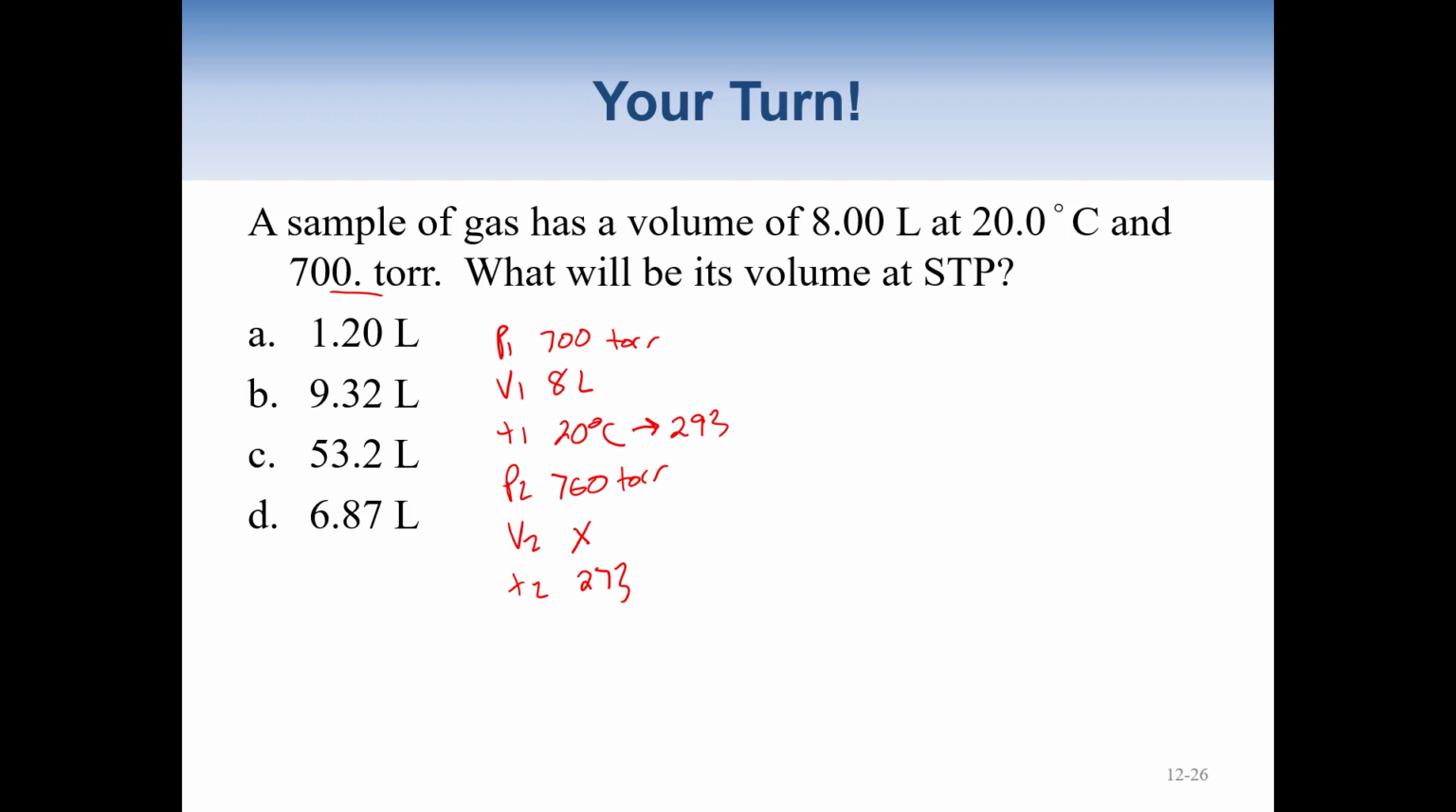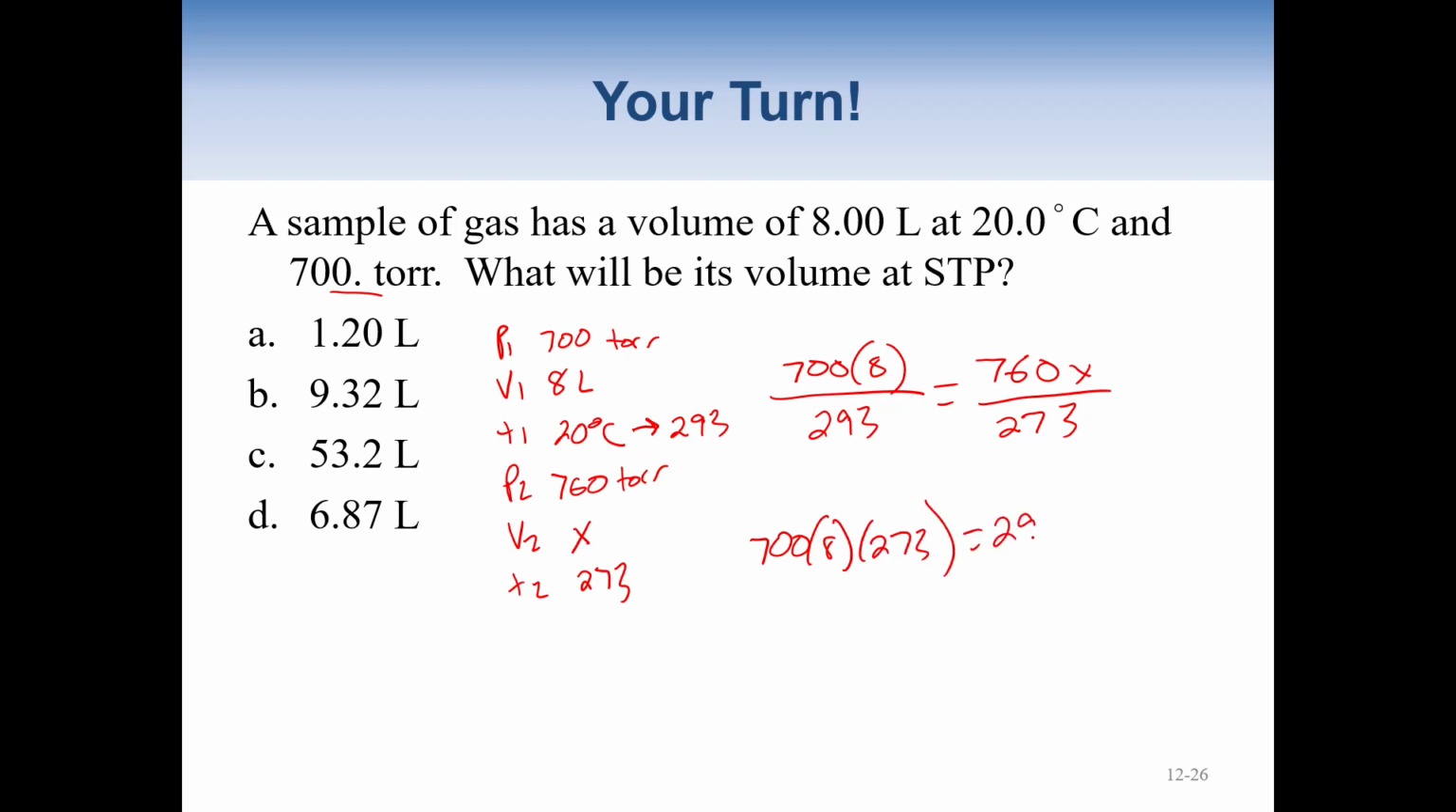Now we can plug these into the equation. So we have 700 times 8 divided by 293. We're going to set that equal to 760 x over 273. We are going to cross multiply 700 times 8 times 273, and we're going to set that equal to 293 times 760 times x. When we solve for x, we end up with 6.87 liters.